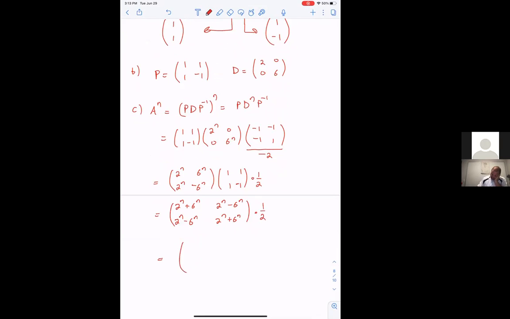So what's my final answer? It's 2 to the n plus 6 to the n over 2, 2 to the n minus 6 to the n over 2, 2 to the n minus 6 to the n over 2, and 2 to the n plus 6 to the n over 2. And that takes us to the end of chapter 9.